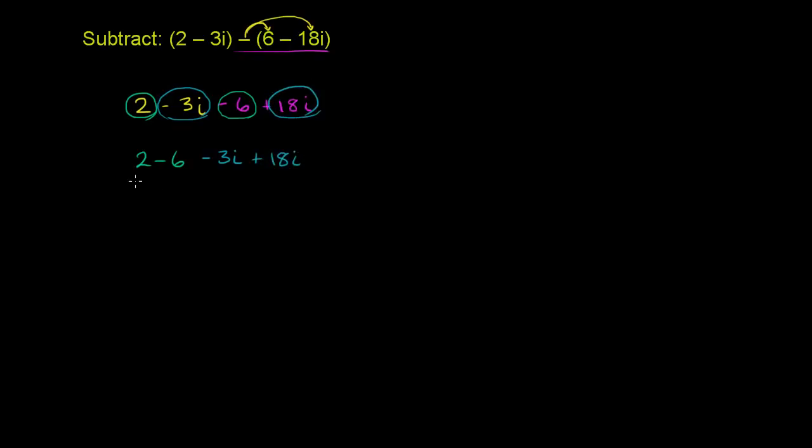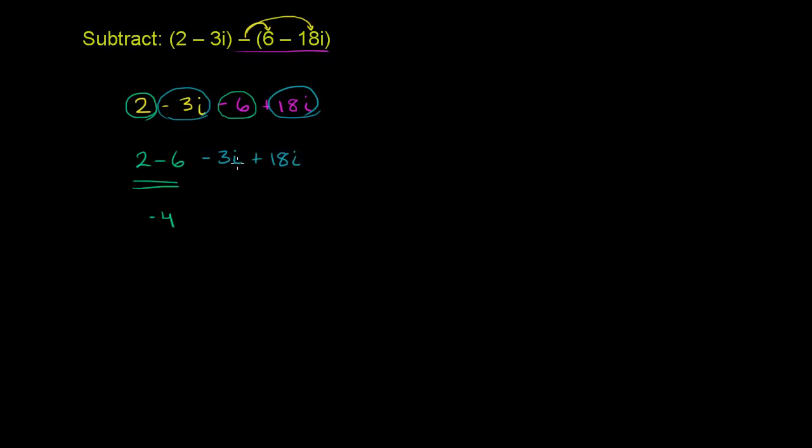If you add the real parts, 2 minus 6 is negative 4. And you add the imaginary parts. If I have negative 3 of something, and to that I add 18 of something, well, that's just going to leave me with 15 of that something. Or another way you could think about it, if I have 18 of something and I subtract 3 of that something, I'll have 15 of that something.